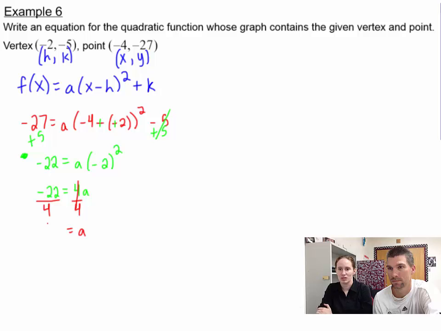So -22 divided by 4, we can simplify to -11 over 2. Hey, a fraction. That's okay. We don't mind fractions.